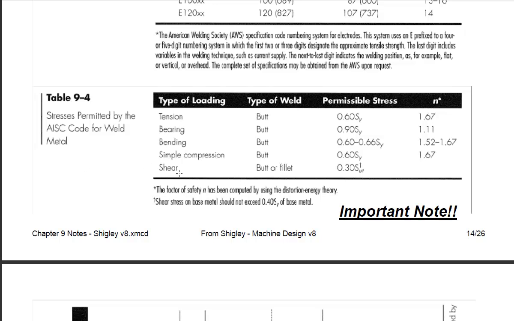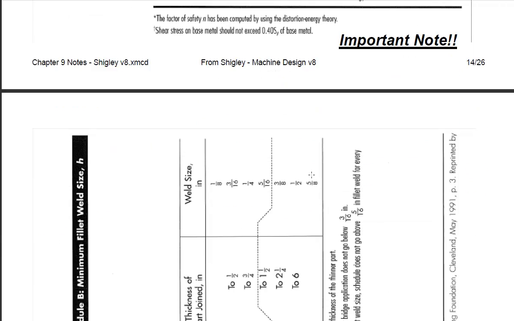If we have simple compression of a butt weld, again 60% of yielding. Now, here's the one that we're going to have most often. If we're talking about fillet welds, or butt welds, most of the time we're going to be dealing with fillet welds. Fillet welds loaded in pure shear, we're going to use 30% of the ultimate tensile strength. That's what the code allows, 30% of the ultimate tensile strength, not the yield. This basically comes from yield being a certain fraction of ultimate tensile, followed by a von Mises kind of assumption, roughly, that shear is roughly 0.577 times the yield.